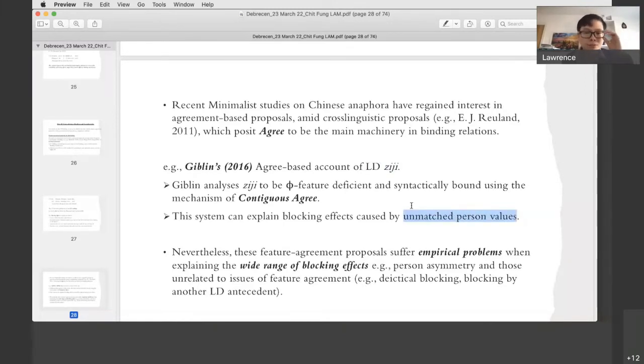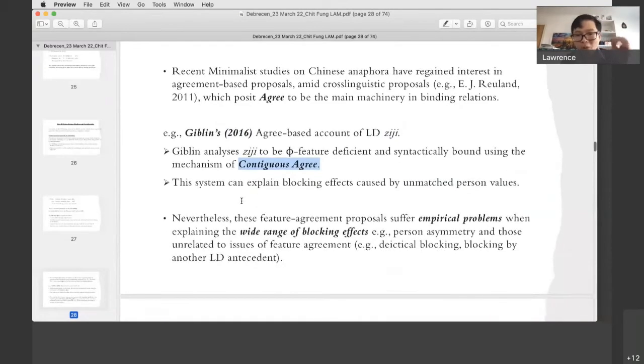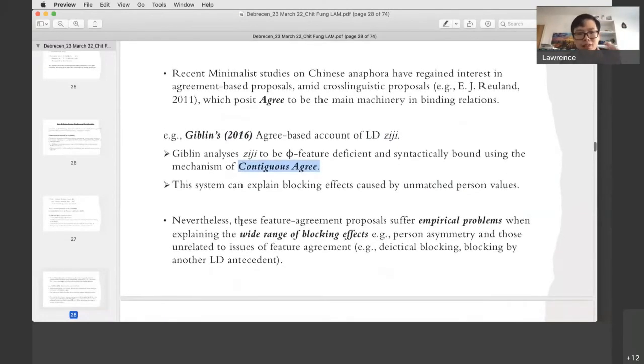So this is still quite a recent proposal, and I've noticed that Rulin and colleagues, maybe 2020, also adopt a similar type of explanation for blocking effects. However, I would say that the biggest problem with this kind of feature agreement proposal is the empirical problems that I have to face, especially when there is such a wide range of blocking effects that we have just seen. And a number of them are actually not quite related to feature agreement.